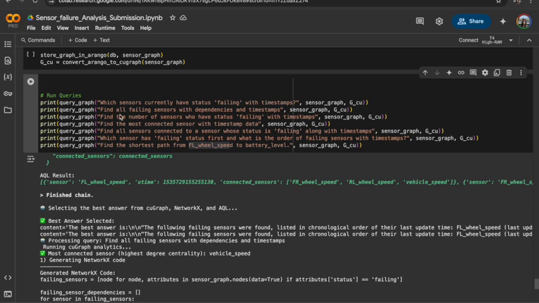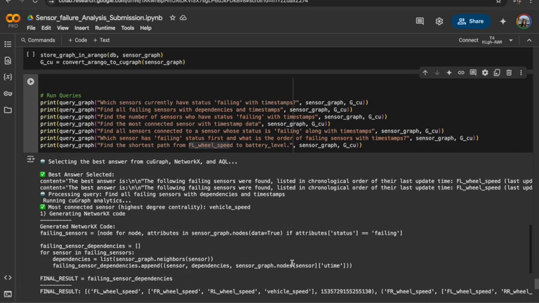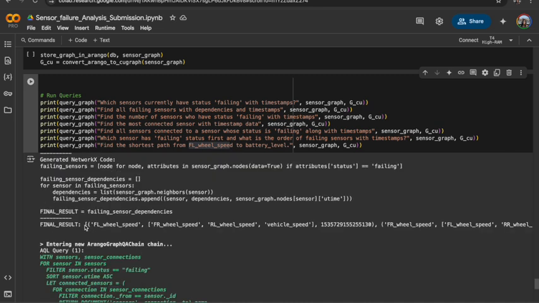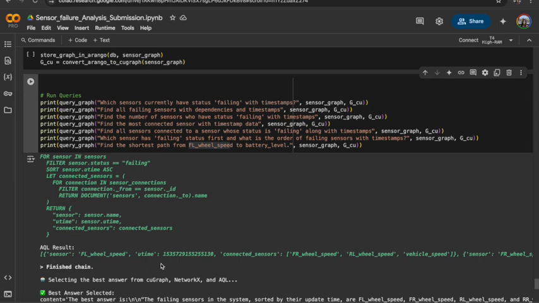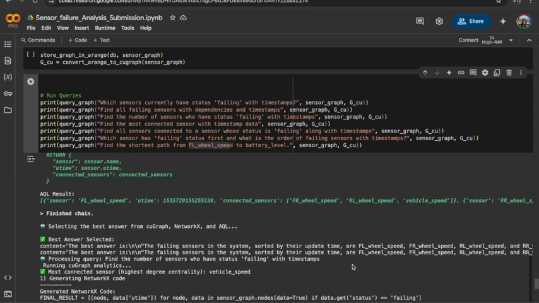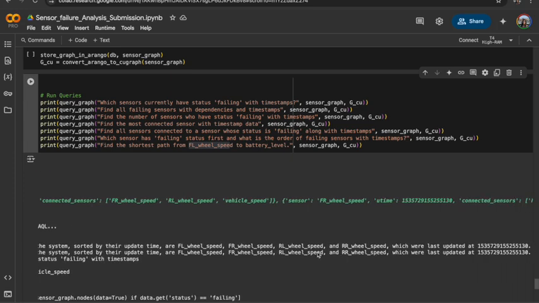The next query is find all the failing sensors with dependency and timestamp. So here it is again giving the results generated by the NetworkX. Then here it is result generated by the AQL, and then again it is selecting the best answer out of AQL and NetworkX and including it in the final LLM output answer.